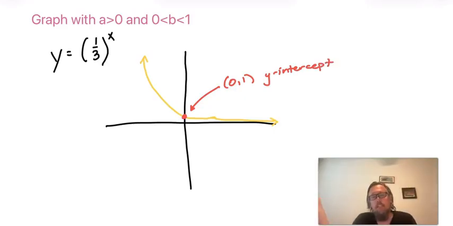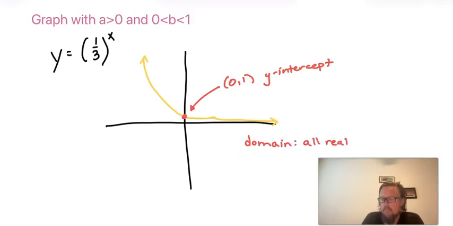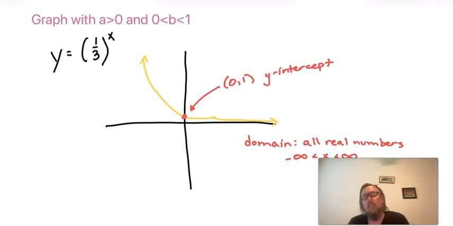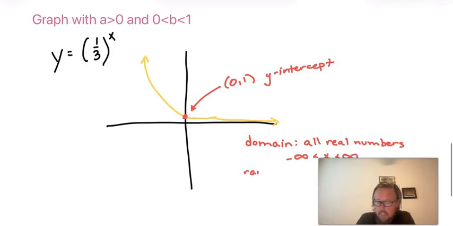And the domain and range are exactly the same. The domain is still all real numbers. It goes to the left and right forever. So all real numbers is the domain, or if we wrote it in the notation that we're used to, x is between negative infinity and positive infinity. But what's interesting is that the range is also the same. Even though it's a mirror image, the range is still numbers greater than 0. Y is still greater than 0.